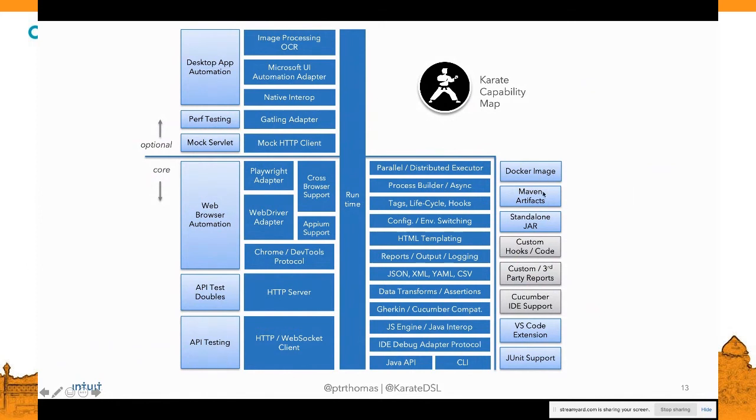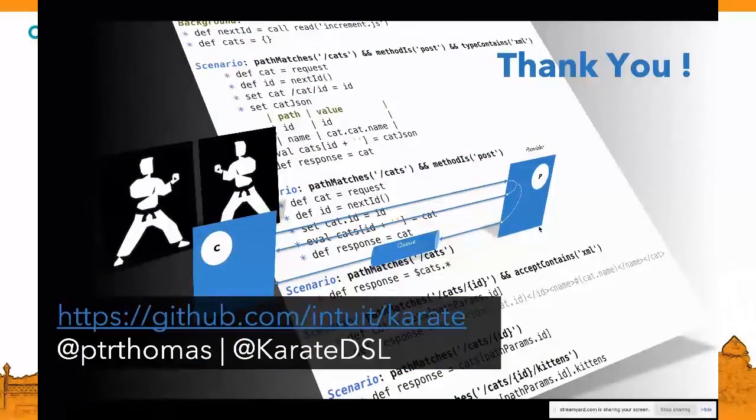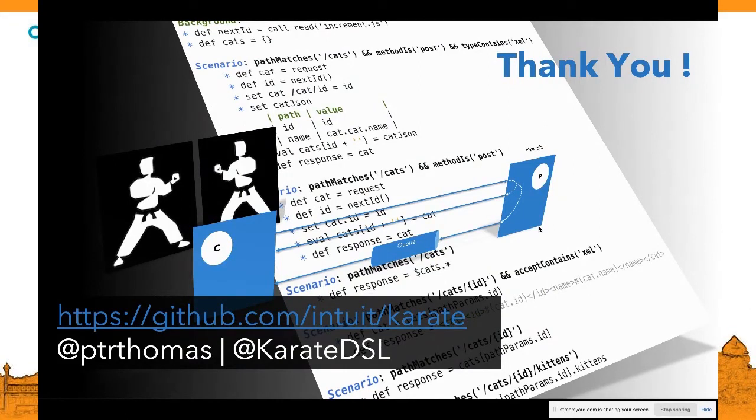We have a Docker image, we have Maven artifact, we have a standalone binary in case you really don't want to use IntelliJ or Eclipse or heavyweight Java tools. So this is available on the home page of Karate, which is here at the bottom of the screen. So go and check it out when you have time.